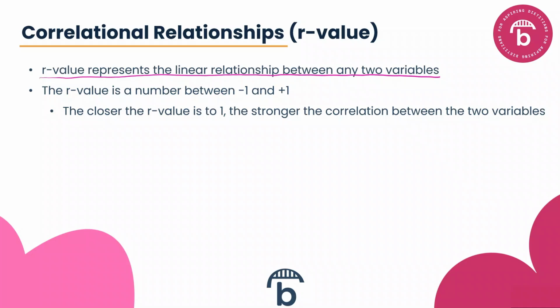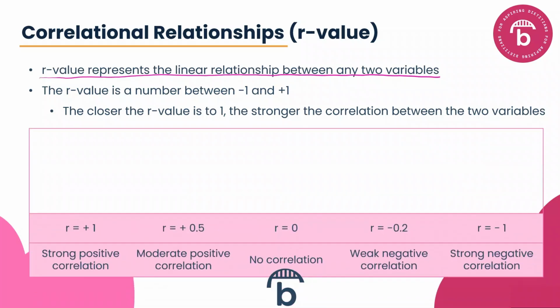An R value of 0 means there is no correlation at all. One variable has no predictive effect on the other. You could be looking at coffee intake and shoe size, two variables that just don't relate.